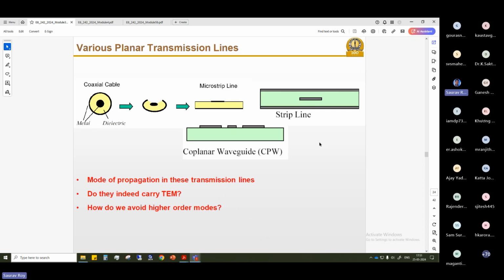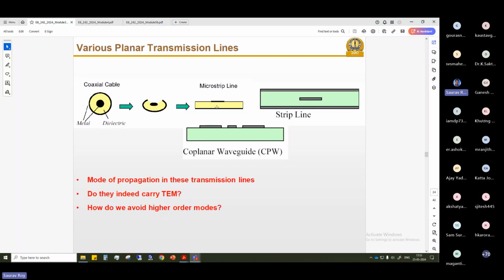If you have seen any coaxial cable, you know there are two metallic sections. One is the inner conductor and there is the outer conductor. In between, you have a dielectric, which is generally Teflon. The wave will propagate through this dielectric between the metals. So that is one way to propagate a TEM wave. If you cut one aperture of the coaxial, it shows one metal surrounded by another metal. If you further make it flat, it gives you the microstrip line section.